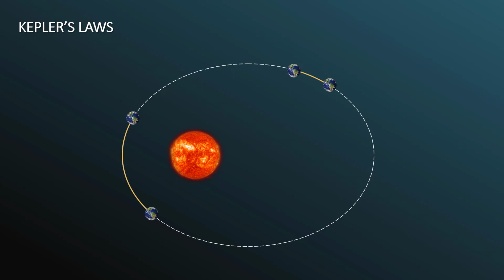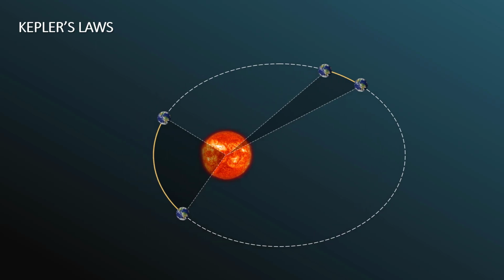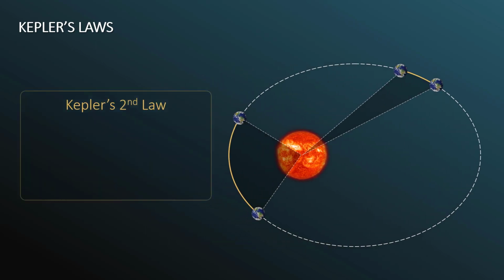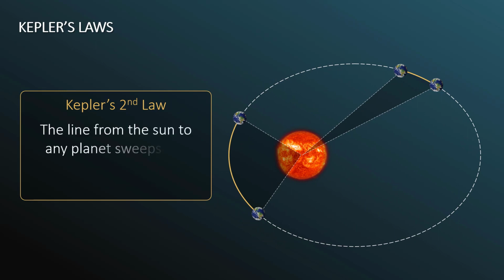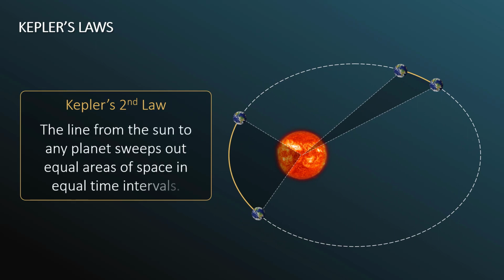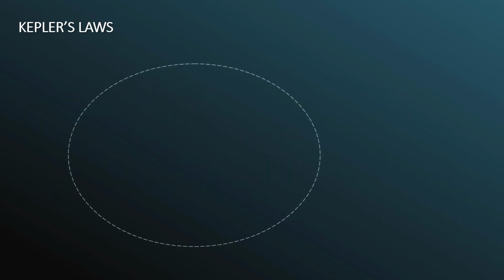But there's something else that's the same. So arc length is different, time interval is the same. What else is the same? These two shaded areas that I've drawn, the areas of these are the same. This is exactly Kepler's second law. The line from the sun to any planet sweeps out equal areas of space in equal time intervals.